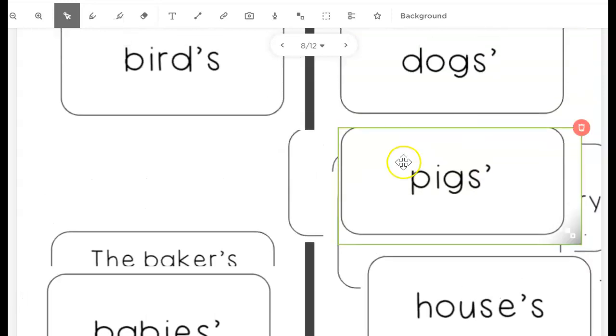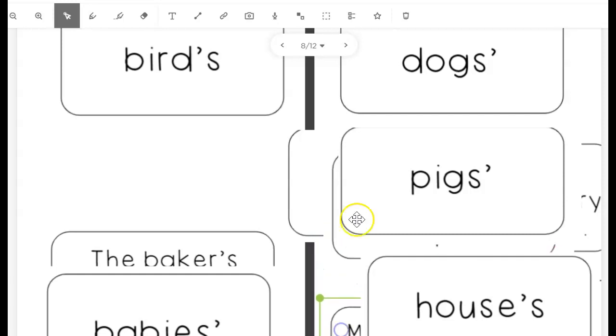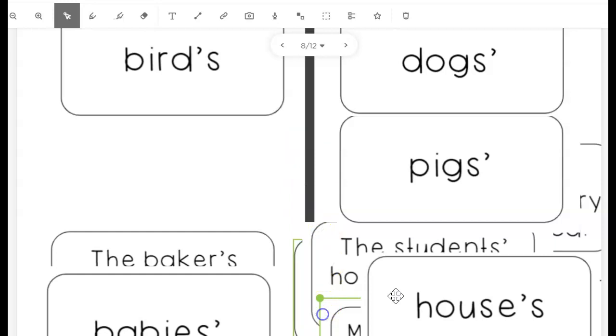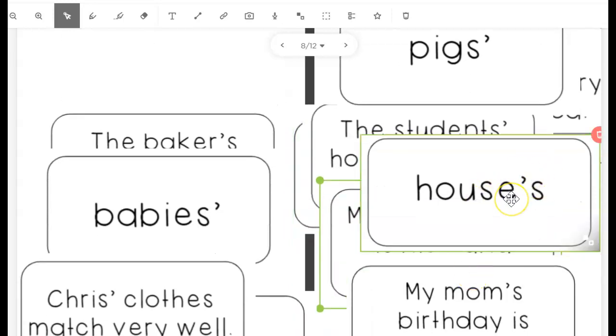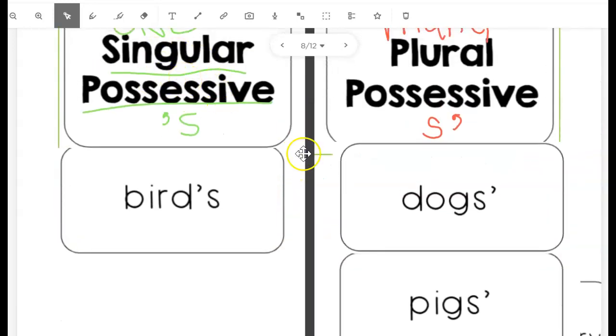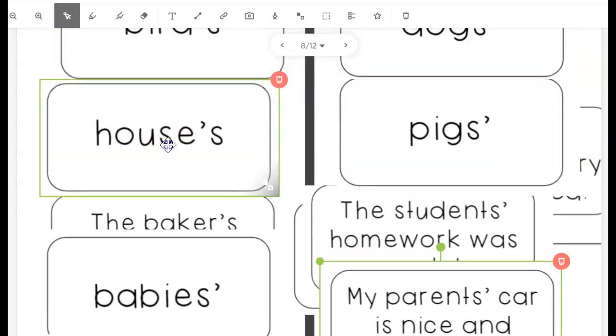Let's do another one. Pigs. Well, the apostrophe is after the S, so that is a plural possessive noun. It is talking about more than one pig. What about houses? Apostrophe S means that it's talking about one singular house. The house's roof.